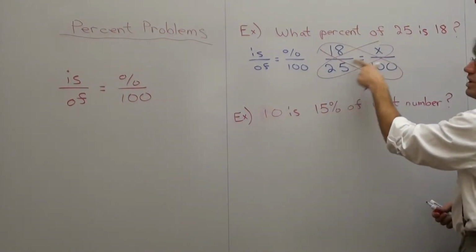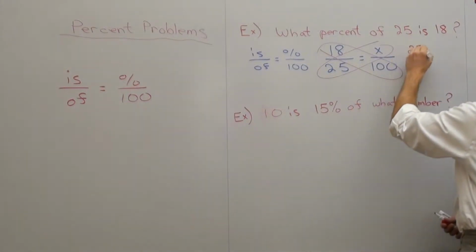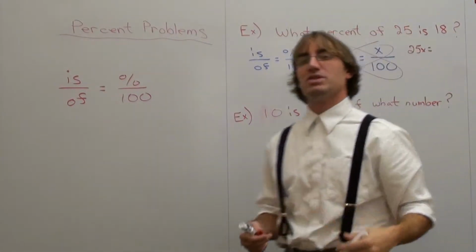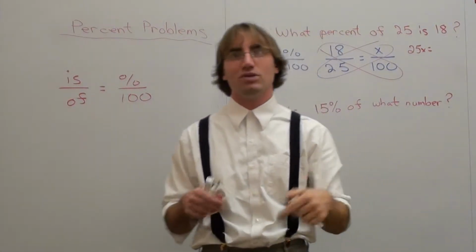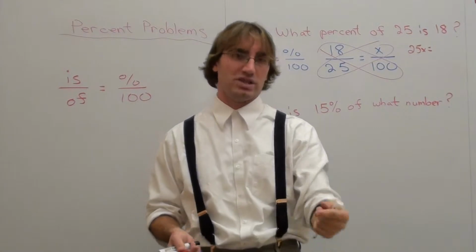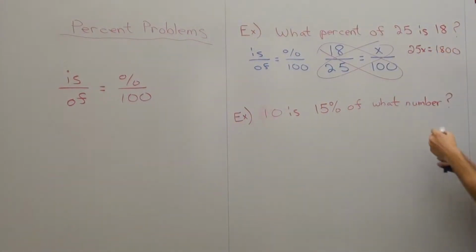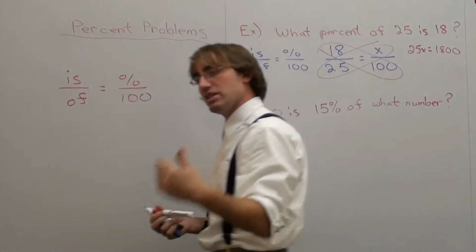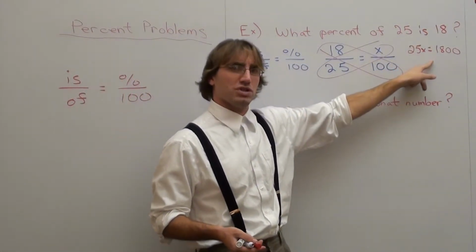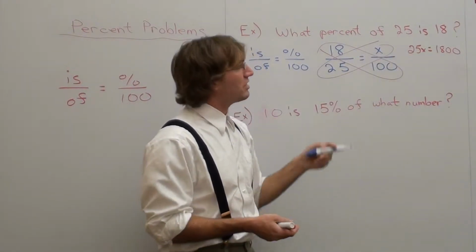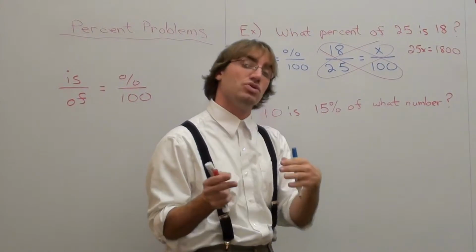And you get 25 times x, which is 25x, equals 18 times 100, which is 1800. You can do that in your head or on a calculator, but 18 100s is 1800. And you have 25 times x equals 1800. Don't forget that equal sign between the proportion too. A lot of students forget that. You want to divide by 25 because it's 25 times x. How do you get rid of multiplication? You divide.